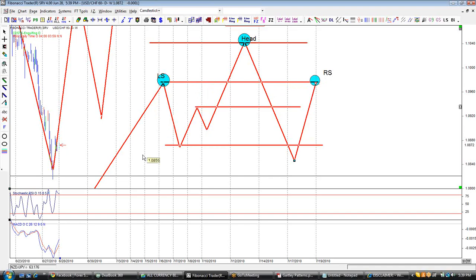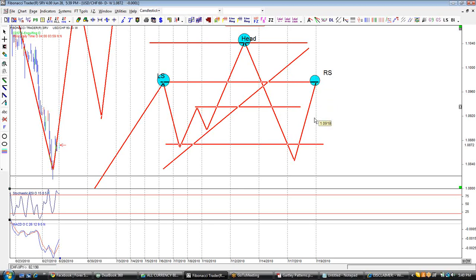And what we do is, usually we'll have a trend line that's broken. Price will take this low. It will come back to retest the left shoulder. And this is where we notice the head and shoulders, and this is where we enter at the right shoulder.